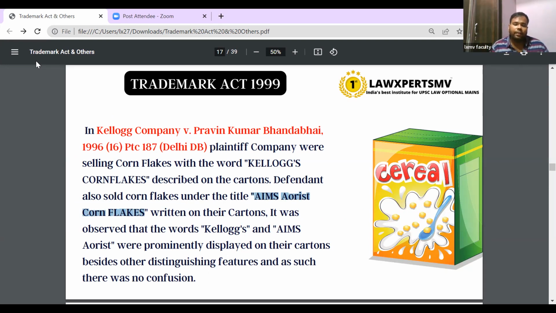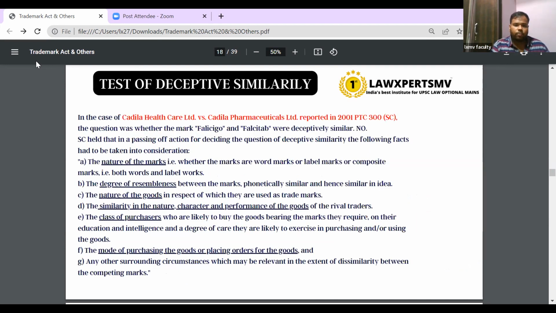The court said that these are distinctive words and have no relationship whatsoever. The word Kellogg's has no relationship with the word Ames Arrowist. So therefore, it won't cause any confusion. This is not an infringement. So I hope everybody is able to follow this up to this point.